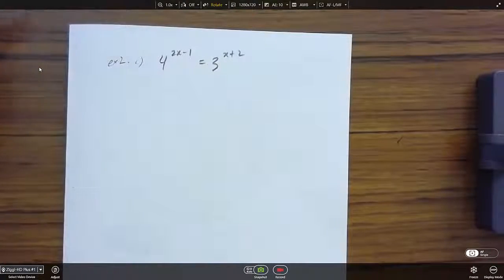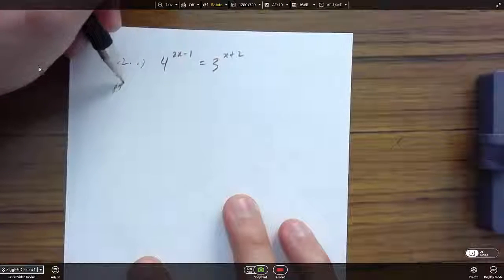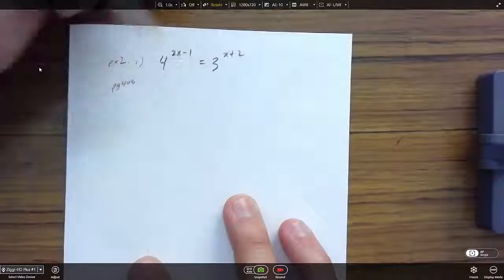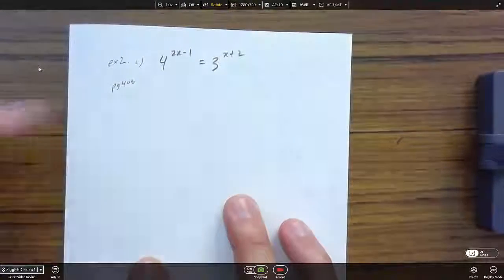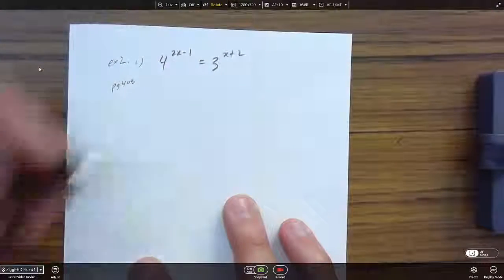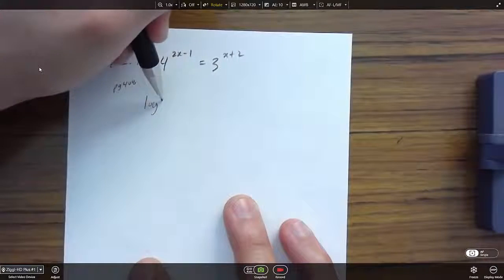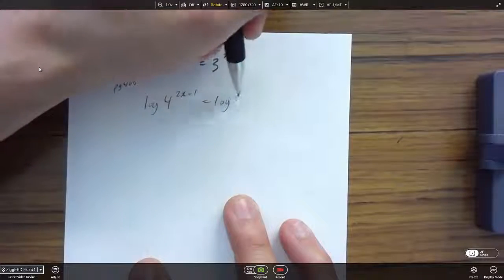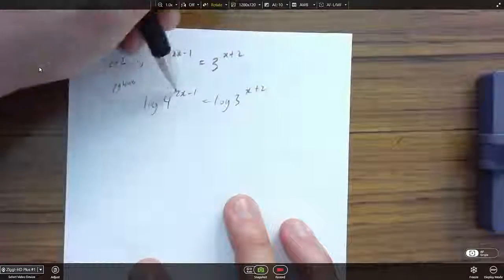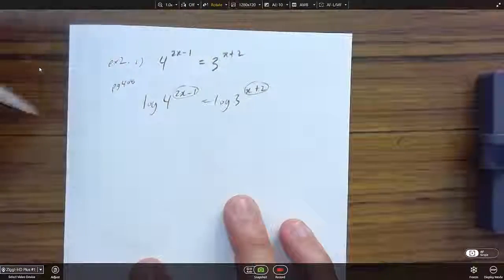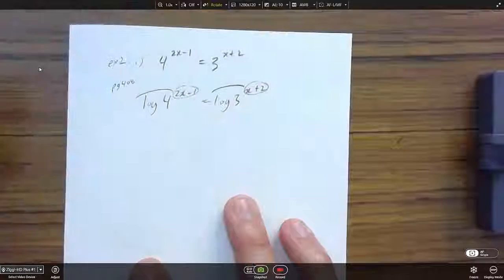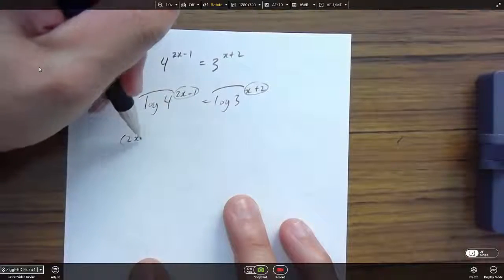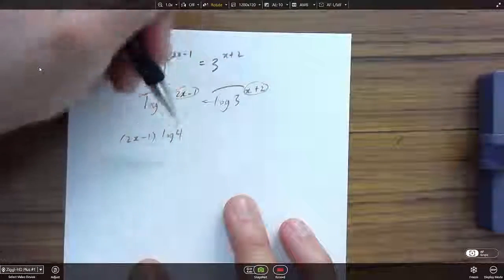Okay, example 2c, and we are on page 408. Whenever you see the unknown variable in the exponents, we just log both sides. So we have log 4 to the 2x minus 1 equals log 3 to the x plus 2. And this simply becomes an exercise in algebra. You drop them like they're hot, and we have to remember the brackets. That's the key. Will you remember the brackets?